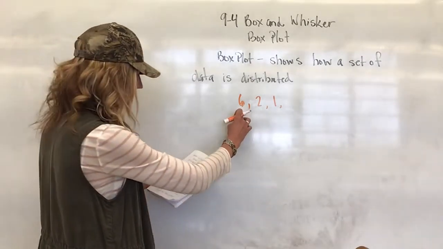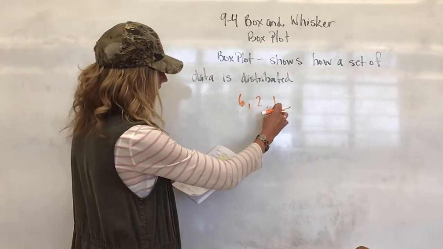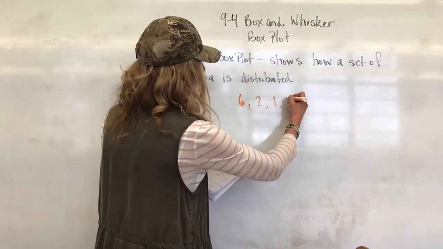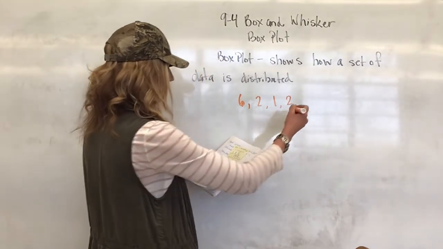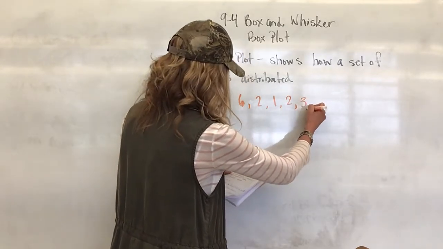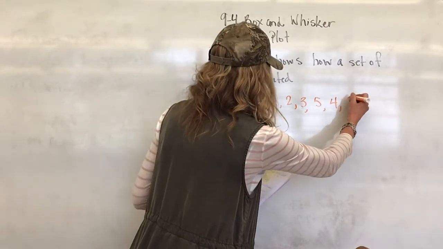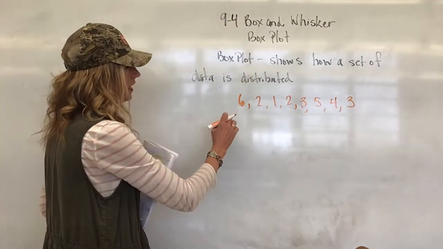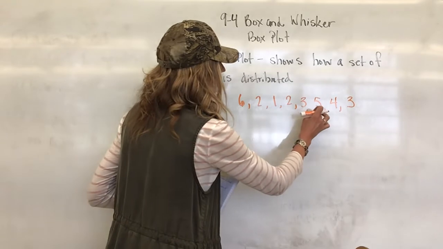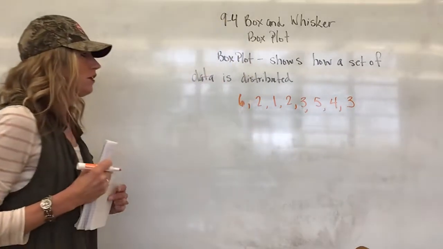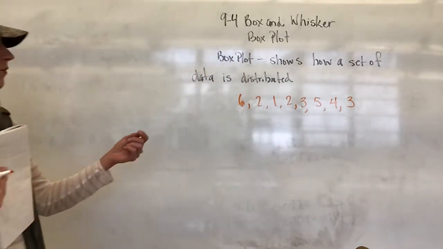We had a kid that had 6. We had a kid that had 2. A kid that had 1. Another person had 2 pets. That's probably pretty normal. 3. Someone said 5. Someone said 4. Another person said 3. And we talked to 8 kids. 1, 2, 3, 4, 5, 6, 7, 8. Okay, there's our 8 kids.